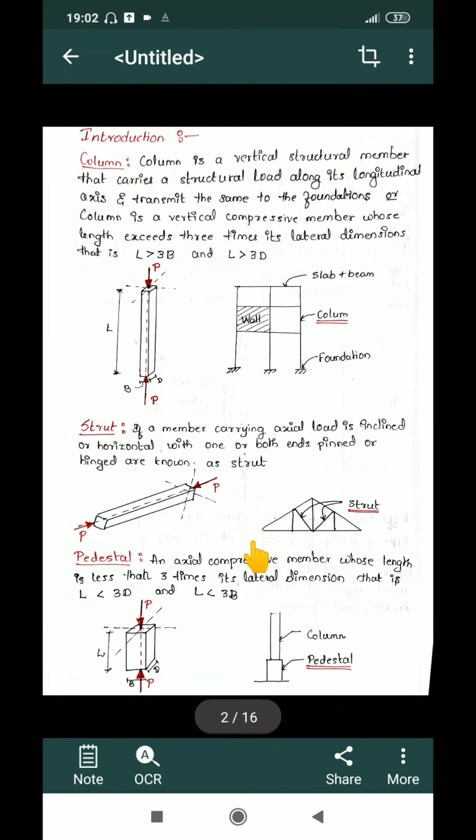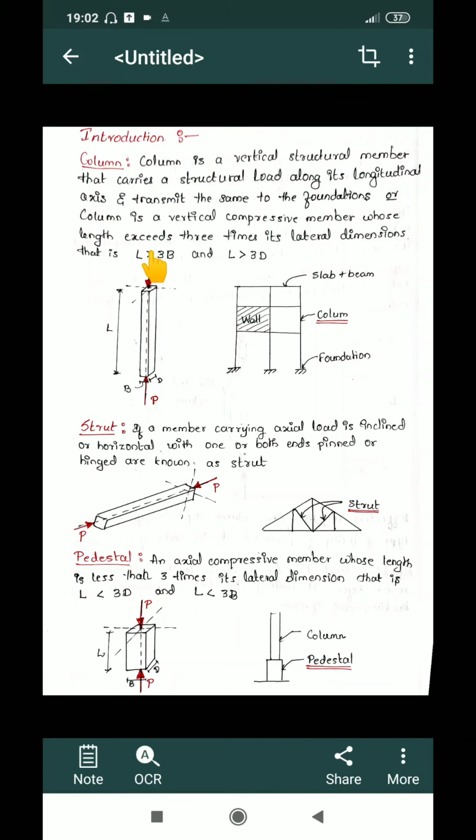So let us start with a definition of a column. A column is a vertical structural member because it carries a structural load along its longitudinal axis.